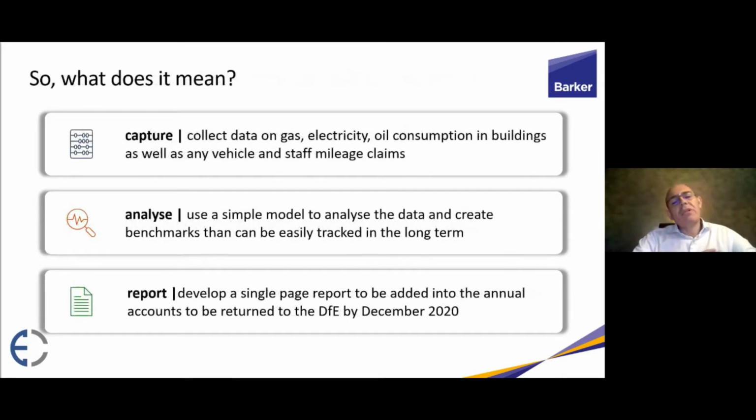So what does it actually mean? You're going to have to put in your annual accounts at the end of the year, by the 31st of December, with the reporting period that the academy just worked to, information on your gas, electricity and oil consumption in your buildings, as well as vehicles such as minibuses and vans that you may have as a trust, as well as staff mileage claims. What we'll look at is how you can analyse and model that, and there are different ways. We've developed a free tool to help you collect that, which we can share with you if you drop us an email at the end of the presentation.